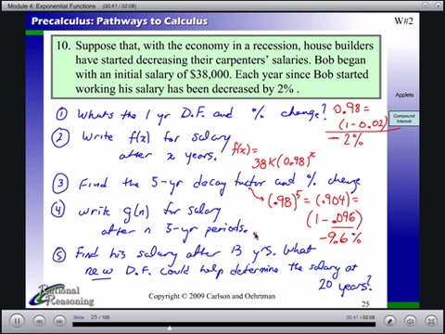So the salary after n 5-year periods would be g of n equals starting value 38,000 times 0.98 to the 5th. That's the 5-year decay factor. So therefore, n would be 5-year periods. Whatever your increment of the exponent is has to match the factor. So that's how you can remember how to do it.